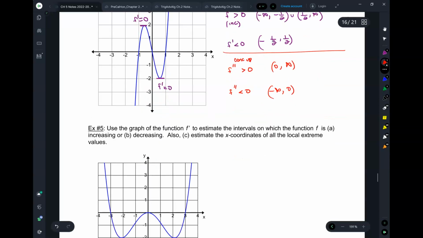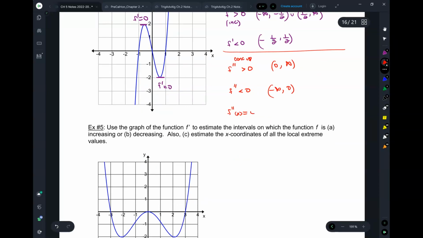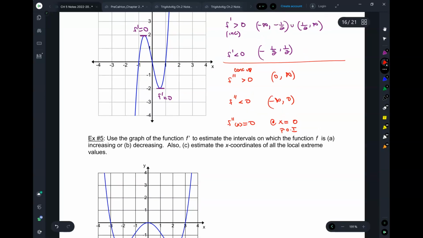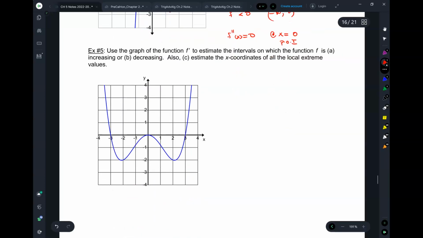And then where is f double prime of x 0? This is where the concavity changed. So that's at x equals 0. That's also the point of inflection. Wait, so the top one's concave up? Yes, concave up is like the bowl, facing up. It's concave up from 0 to infinity here. Okay.